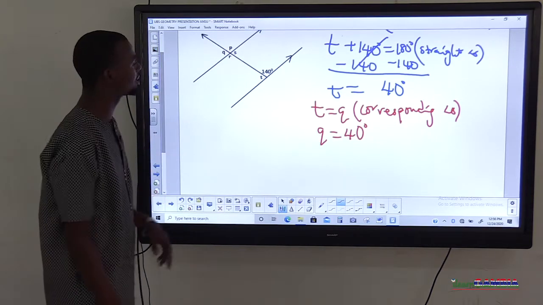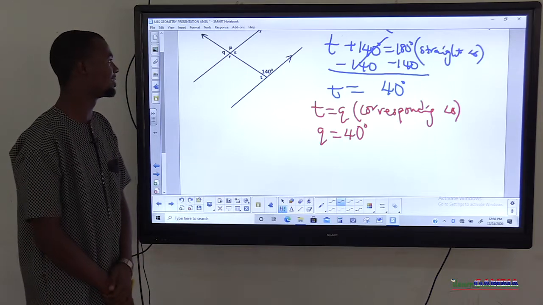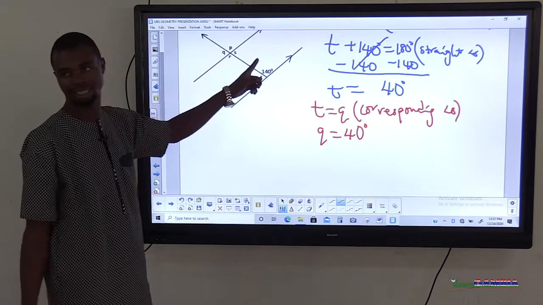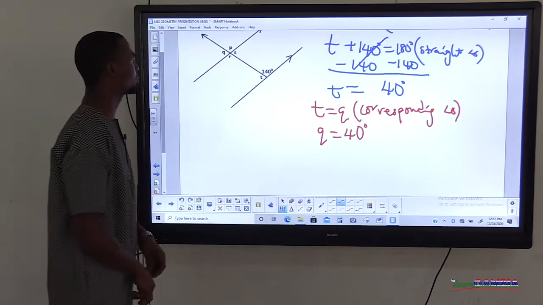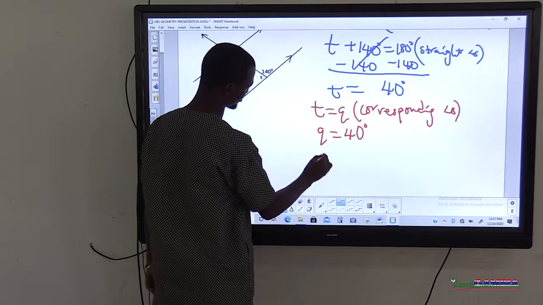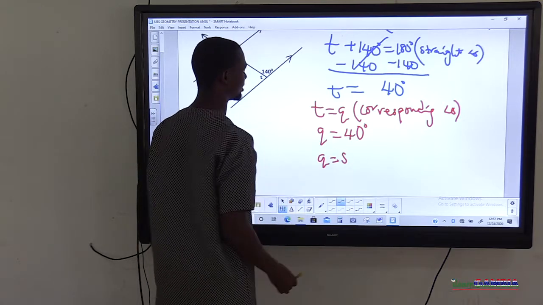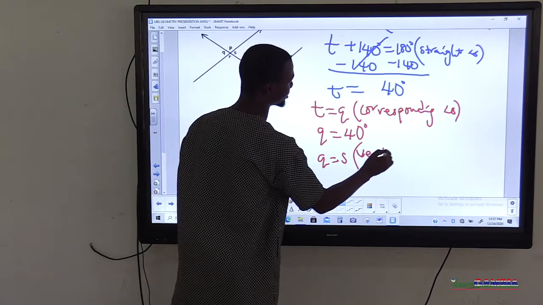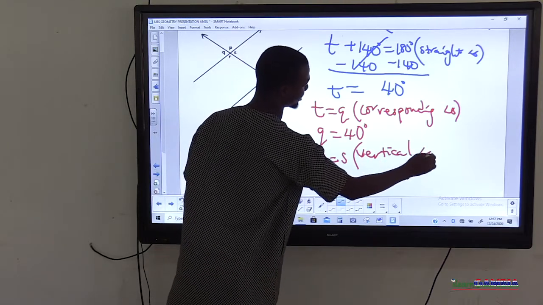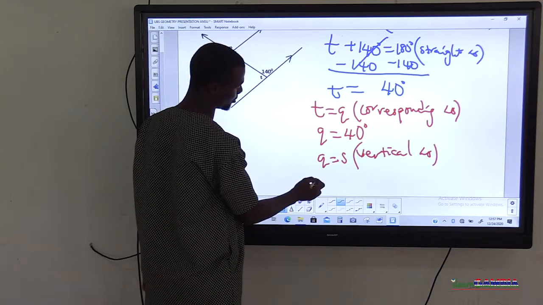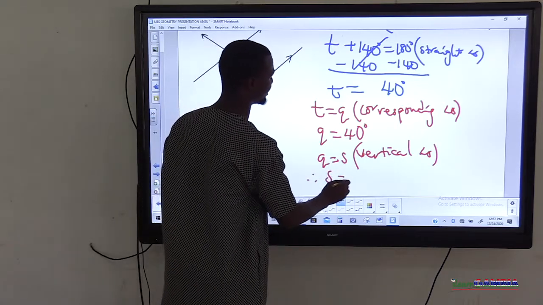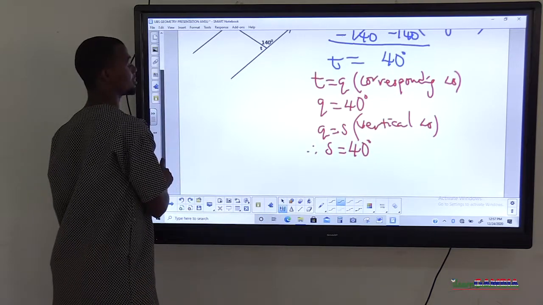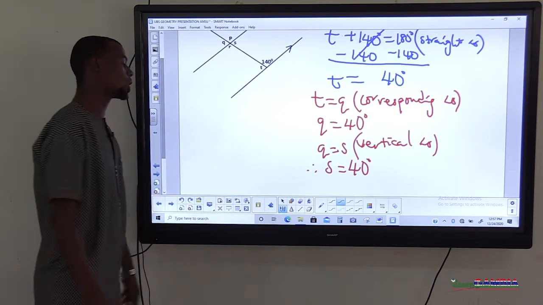What do we have left? P and S. So Q and S, they are vertically opposite angles. So we say Q is equal to S, reason, vertical angles. So therefore, our S is equal to 40 degrees. S is 40 degrees.